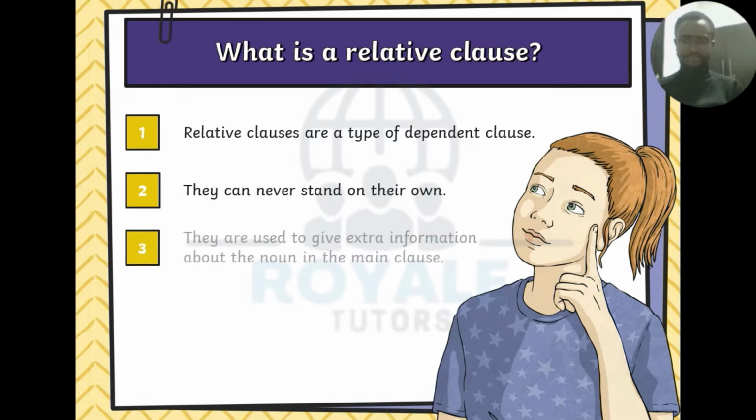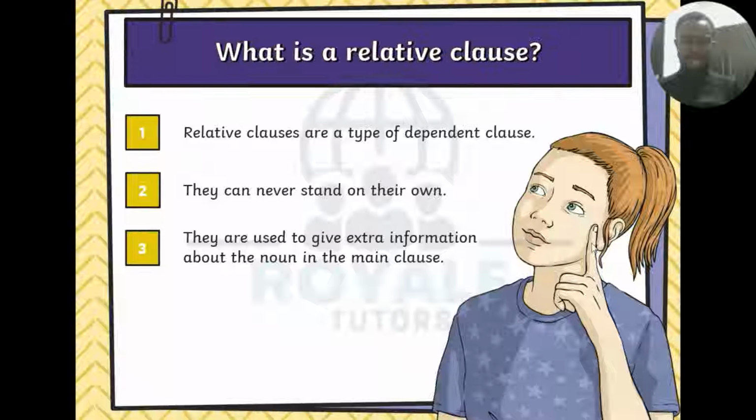Number three, relative clauses are used to give extra information about the noun in the main clause. Okay, good.